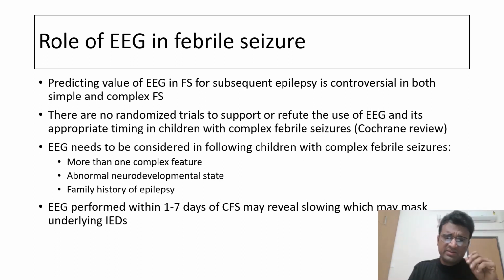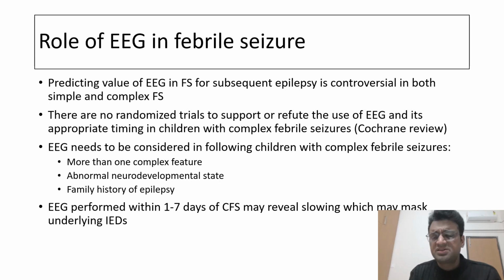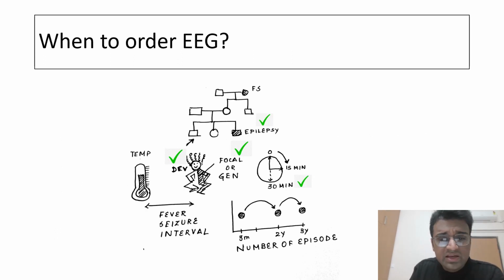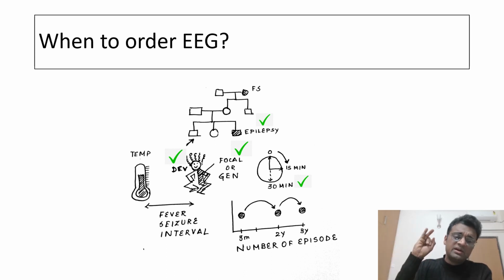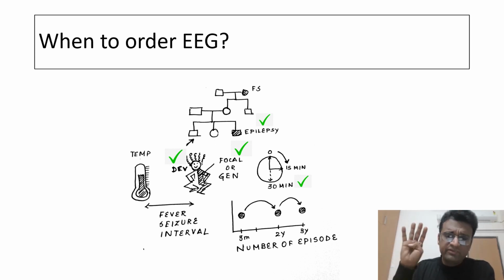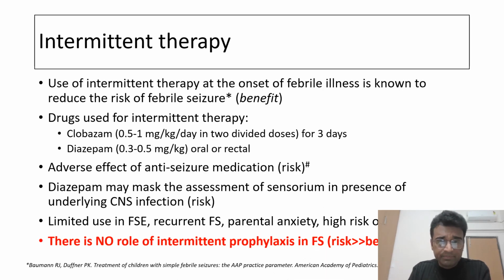We need to remember that EEG performed within 1 to 7 days of a complex seizure might just reveal some non-specific slowing. So many times we tend to order EEG beyond 7 days only. EEG is indicated if there is a family history of epilepsy, if there is more than one complex feature, and if there is a developmental delay. Every time we are worried if there is a family history of epilepsy, a developmental delay, a prolonged febrile seizure, or a focal febrile seizure. These are all burning things in which we often get imaging and EEG done, right?